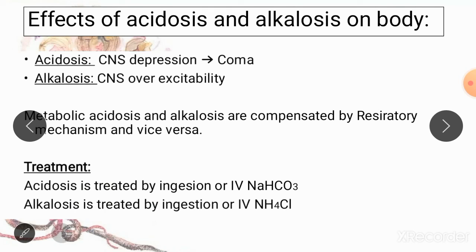So treatment for acidosis is ingestion or IV injections of sodium bicarbonate, and the treatment for alkalosis is by ingestion or IV injections of ammonium chloride. So these are just some MCQ nuggets for you. These are going to help you solve your MCQs.